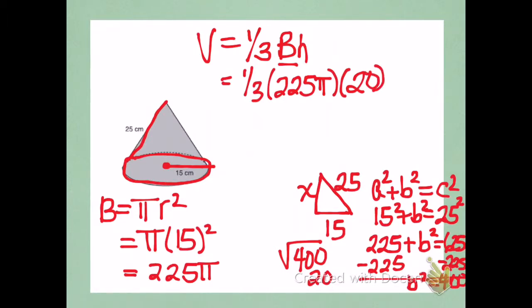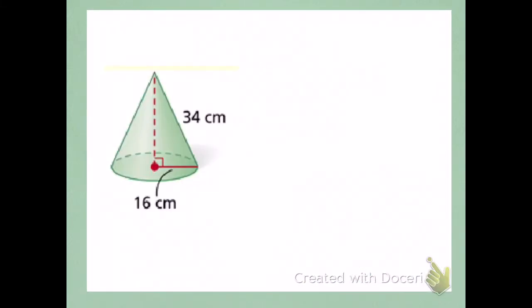When I put that in my calculator, I say 1/3 times 225 pi times 20. And that's going to give me my answer. My volume equals 1,500 pi. Now you work this one. Again, make sure you use the volume formula.